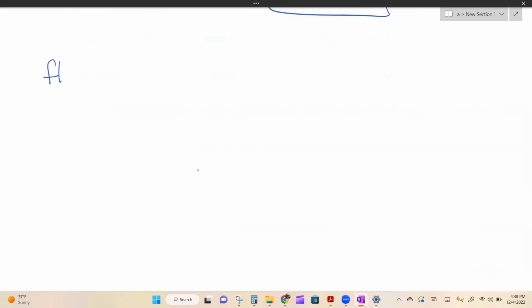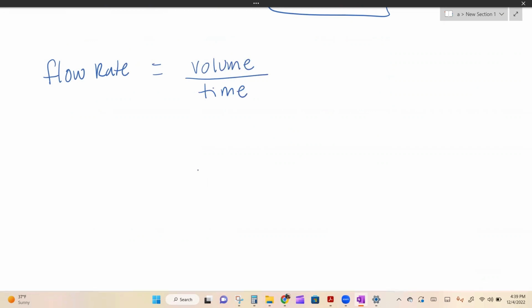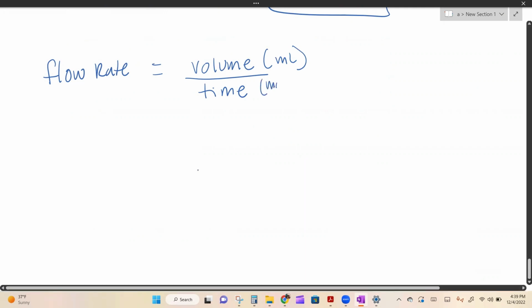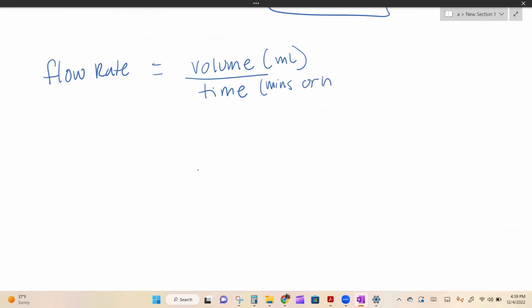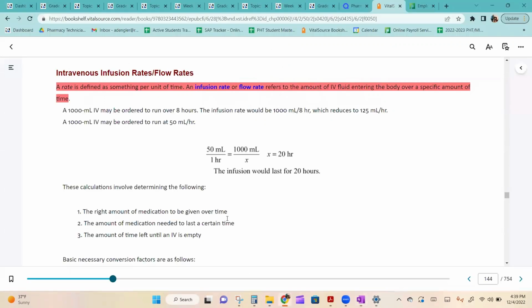So a flow rate is equal to volume over time. So volume should be in milliliters, and the time can be minutes or hours. All right, so let's look at that first example.